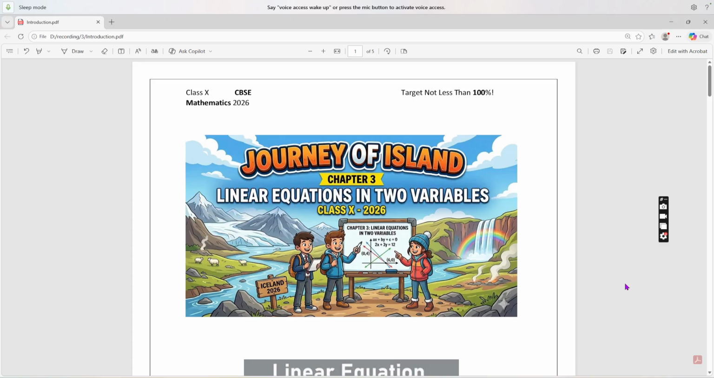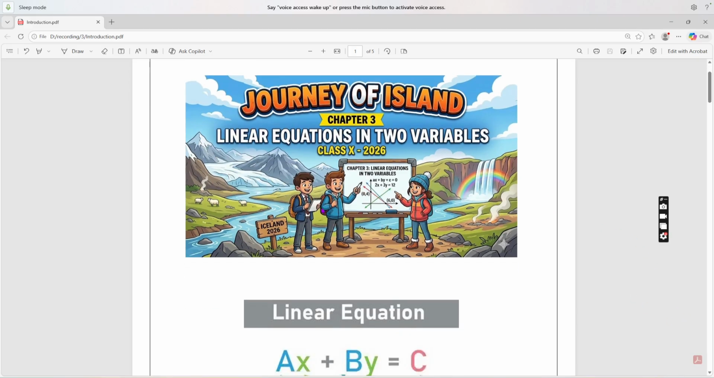Linear equations in two variables is a very vibrant topic to be mastered. It has two variables that are commanding the entire chapter. These two variables can explain the outcomes of linear graphs as well as explain day-to-day situations with a tinge of sharp clarity. So let's begin this charming journey with a tagline: target not less than 100%.